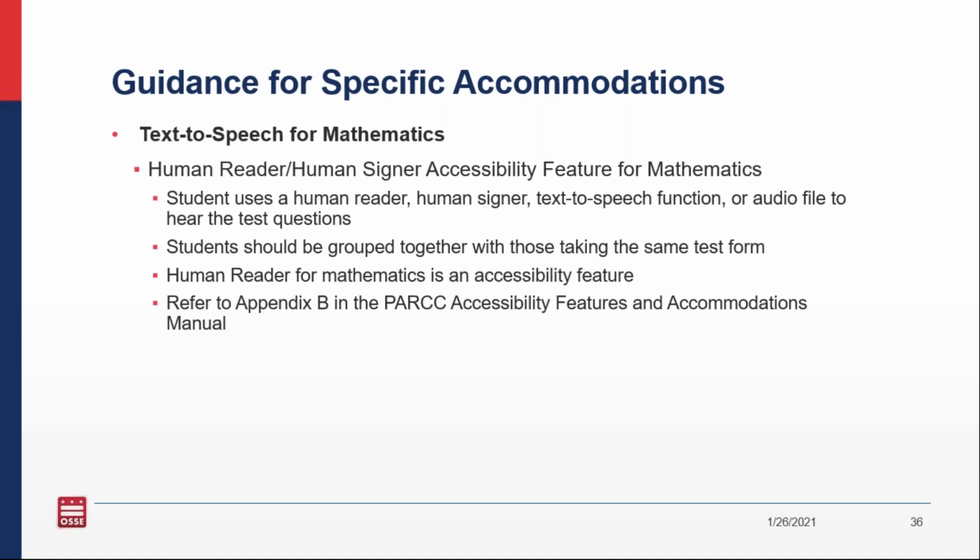Text-to-speech for math. We have our human reader, human signer accessibility feature for mathematics. Student uses the human reader, human signer text-to-speech function or audio file function to hear the test. Students should be grouped together with those taking the same test form. Human reader for mathematics is also an accessibility feature, and you can refer to Appendix B in the PARCC manual that we discussed earlier for additional guidance around this feature.